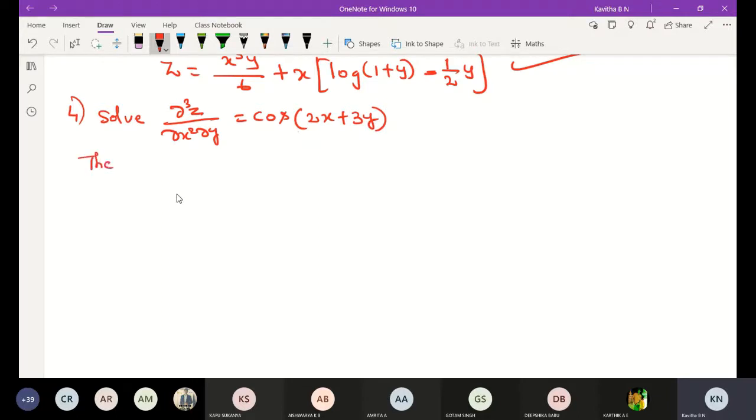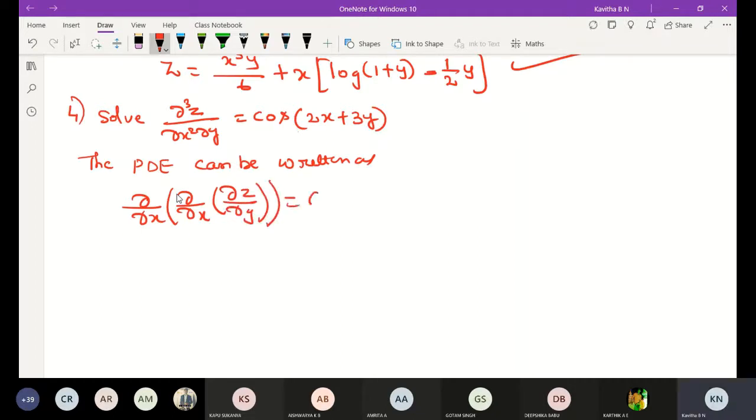The partial differential equation can be written as del by del x into del by del x into del z by del y is equal to cos of 2x plus 3y. Here we have to integrate 3 times. First 2 times we have to integrate with respect to x. Then last we have to integrate with respect to y.